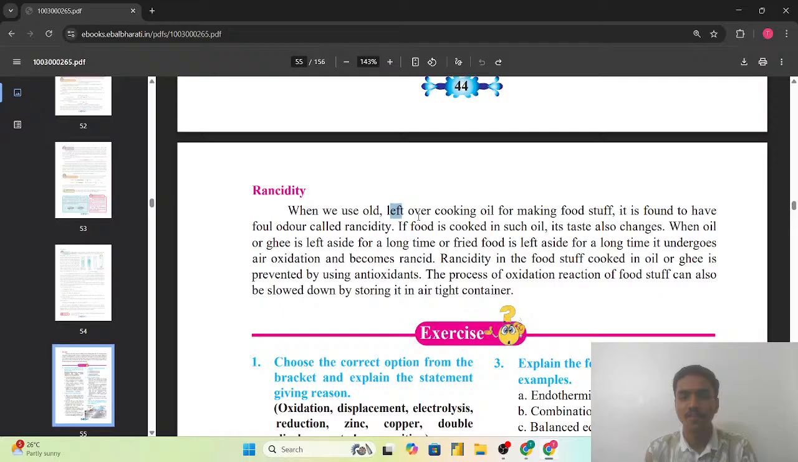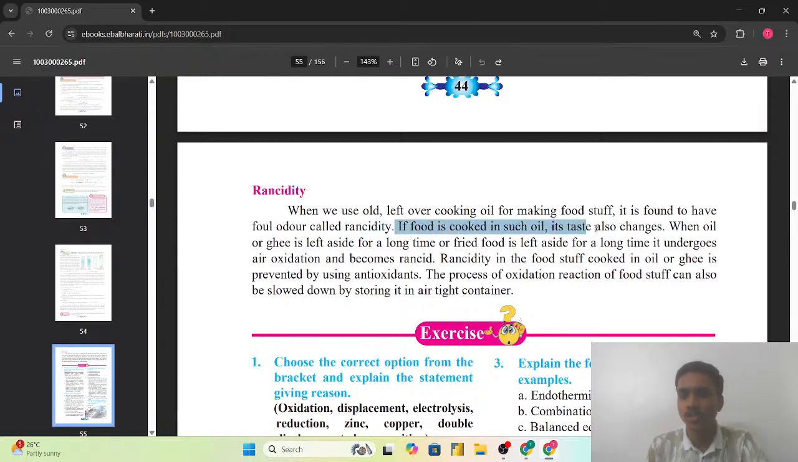When we use old left over cooking oil for making food stuff, it is found to have a foul odor called rancidity. मतलब यदि जो कि हम जो देखते हैं, suppose we are taking one example here, कि अगर हमने कुछ चीजों को मतलब भजिया वगैरह कुछ ऐसे इसको तलने के लिए जो हम तेल इस्तेमाल करते हैं, अगर हमने वो तेल हमारा काम हो जाने के बाद वैसे ही लेफ्ट ओवर ऐसा पड़ने दिया, मतलब ऐसे ही बाजू में रख दिया, so after some time we see the foul odor, मतलब उसकी अलग बास आने लगती है। So this is because that oil gets rancid. That is the concept, that is the rancidity.